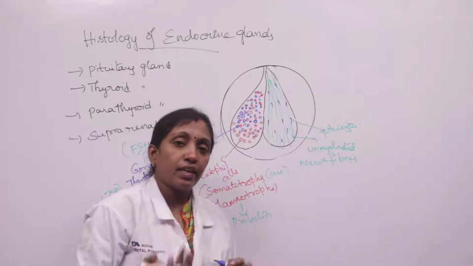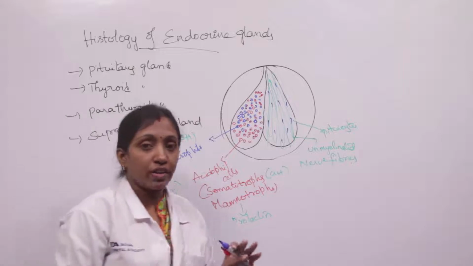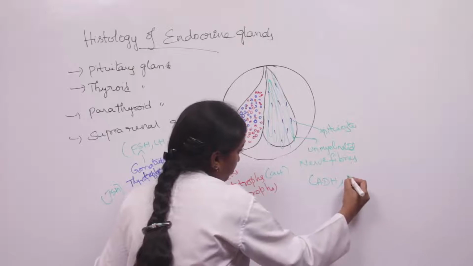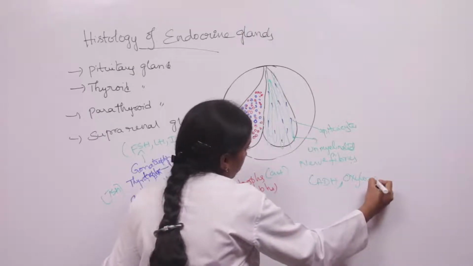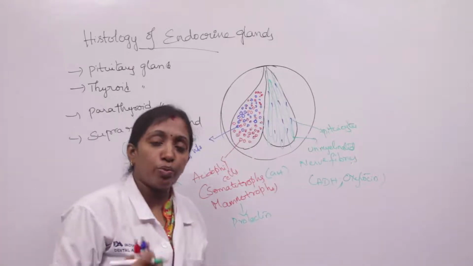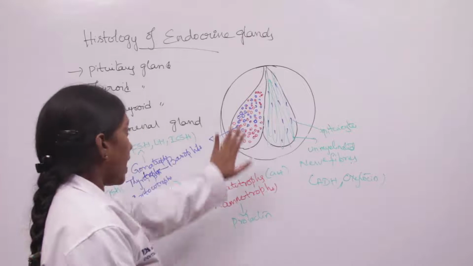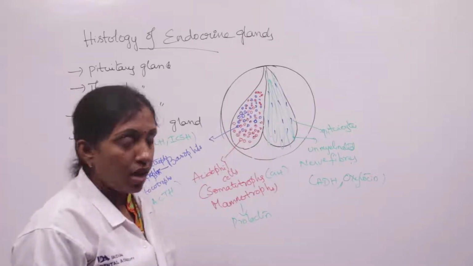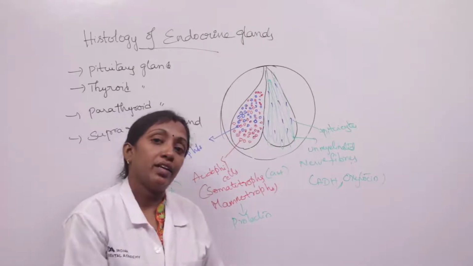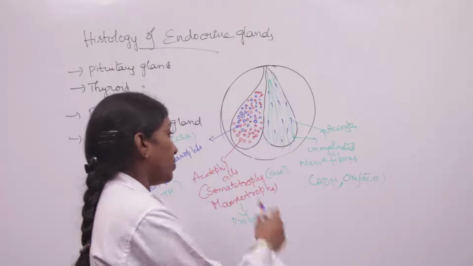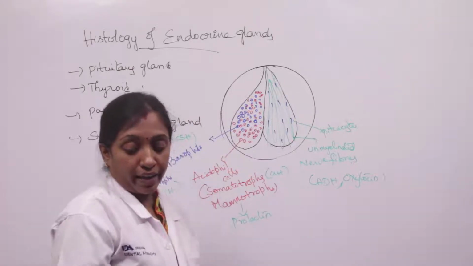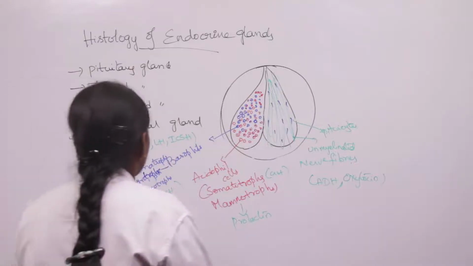The posterior pituitary acts as a storehouse for two hormones, ADH as well as oxytocin. We know that ADH and oxytocin are synthesized by the supraoptic as well as the paraventricular nucleus. So the anterior pituitary consists of eosinophil and basophil cells, and the posterior pituitary consists of unmyelinated nerve fibers along with some pituicytes. So that's about the histology of the pituitary gland.